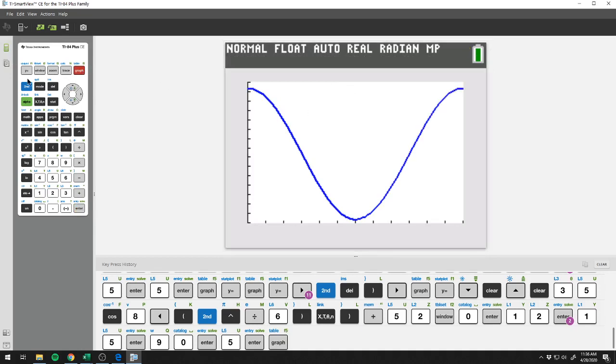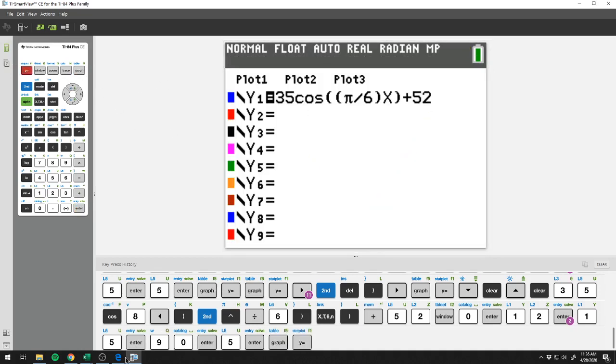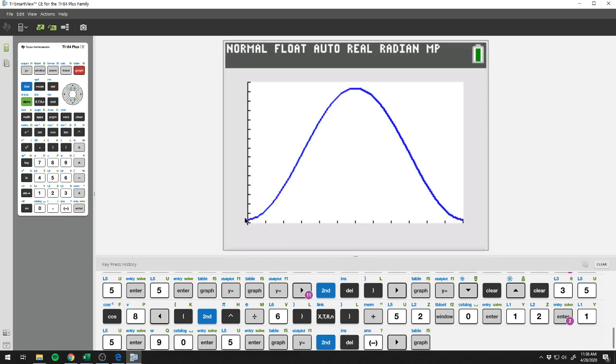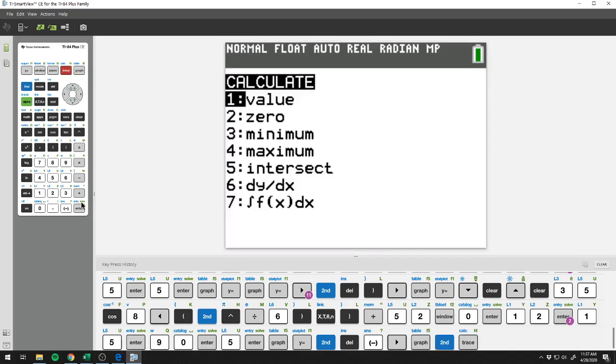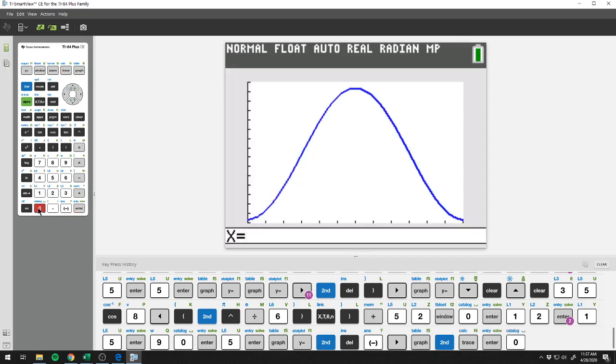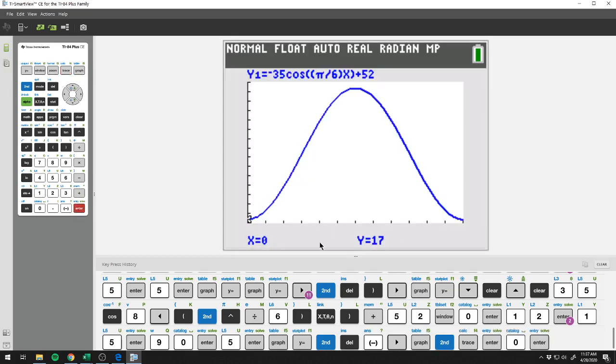But you hit graph, and then I forgot my negative sign, didn't I? Of course I did. All right, don't forget that negative sign because that's what's going to make it start at the bottom. But we can see exactly here, it told us our low population happens at t equals 0, and it's doing exactly that. It's happening at t equals 0. And if you calculate the value there, plug in 0, you get the 17, which is the low value.